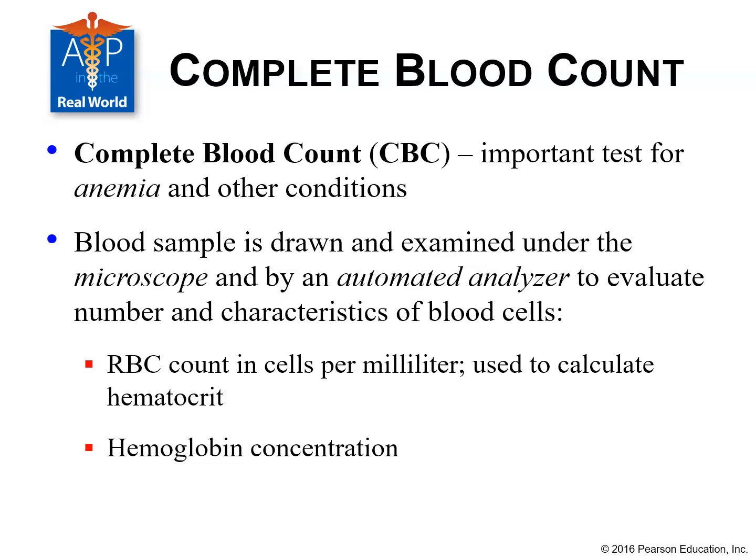And that will evaluate the number and the characteristics of the different blood cells. Red blood cells are counted in cells per milliliter, and that's then used to calculate the hematocrit. Also, the hemoglobin concentration is calculated, and that's a result of the hemoglobin that binds to the oxygen. That gives you percent saturation, and that roughly tells you the concentration of the hemoglobin. So remember, both figures will indicate a condition of anemia if either the red cell count, the hematocrit, or the hemoglobin concentration is reduced.